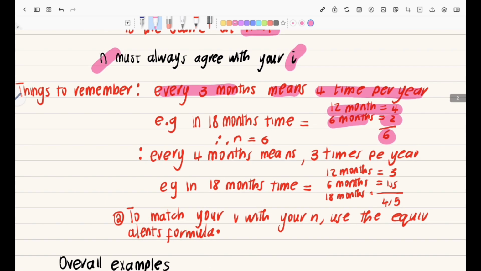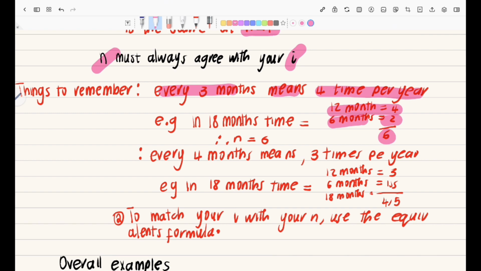So do you guys see that if they said it is occurring every 3 months, and you were told that the future value is at time period 18 months, you can't now under n put 18 months. You need to put it in terms of what they are telling you, right?